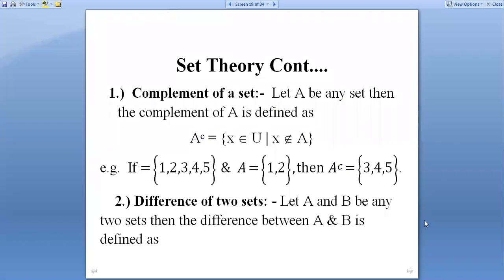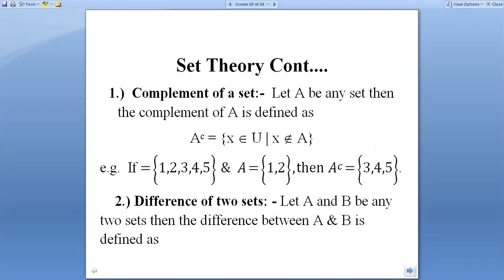Hello friends. In continuation to my previous lecture on set theory, basic concepts and definitions, in this lecture I am going to discuss a few more definitions. The first definition is complement of a set.